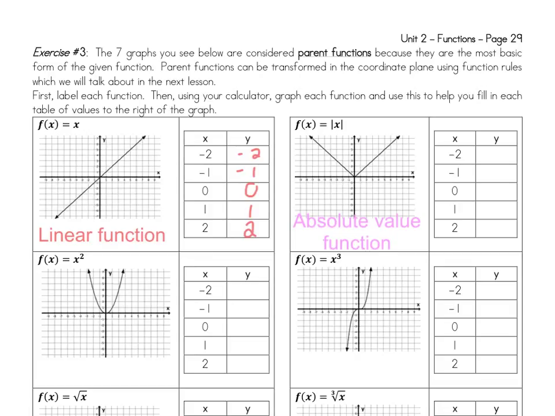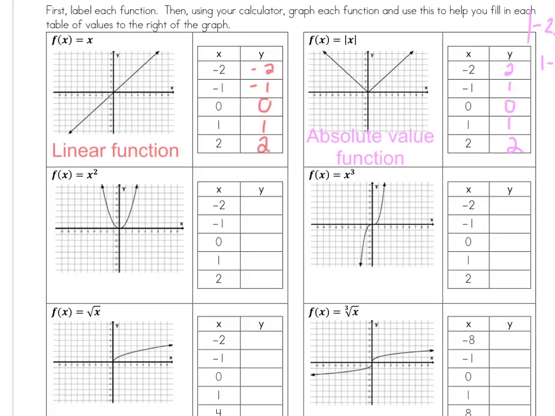So when I look at negative 2, if I take the absolute value of negative 2, that is just positive 2. If I take the absolute value of negative 1, that's just positive 1. If I take the absolute value of 0, still stays 0. And the absolute value of positive 1 is 1, and the absolute value of positive 2 is 2. So we can see all these points on the graph, negative 2, 2, negative 1, 1, 0, 0, 1, 1, 2, 2. And this absolute value function will always make a v.